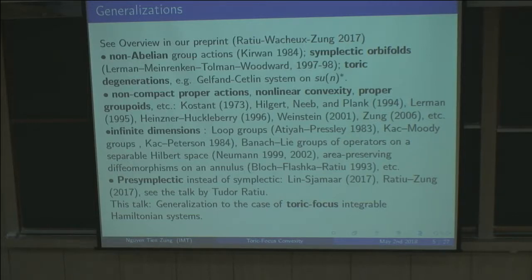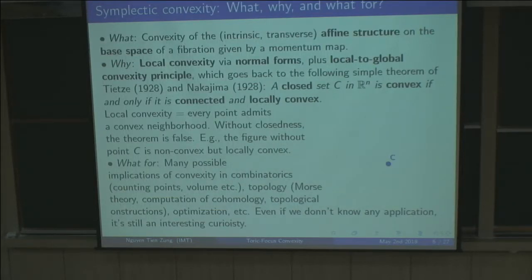On these generalizations, there is an overview in our preprint about it. You can look at the first section of our preprint, this overview. And there is one particular case, the non-symplectic case. So instead of symplectic forms, one can consider two-forms which are Hermitian, okay? And for that generalization, there is a recent work by him and Chama, and also by Tudor and myself last year. That will be in a talk by Tudor. Okay. And today I will talk about another generalization, which is the case of toric actions in integrable systems.